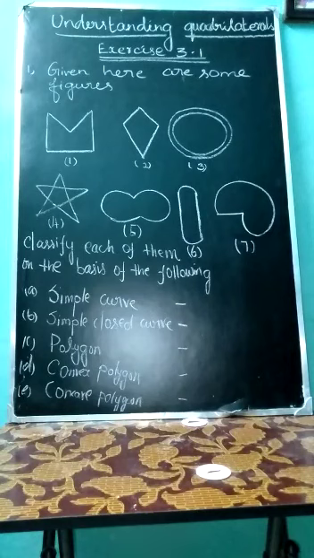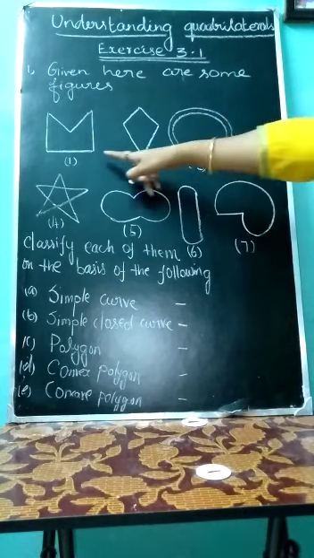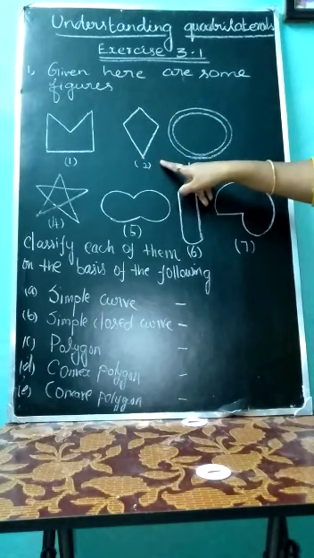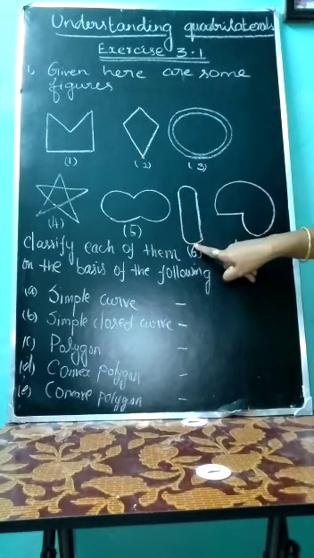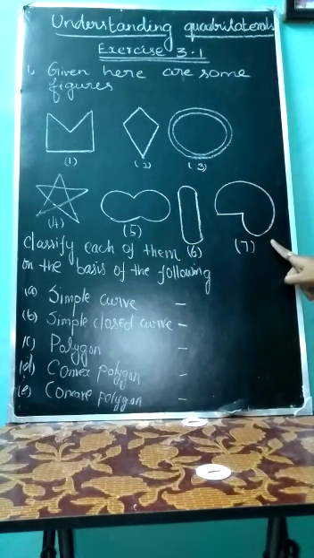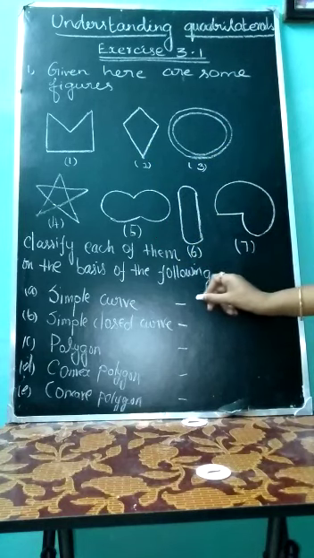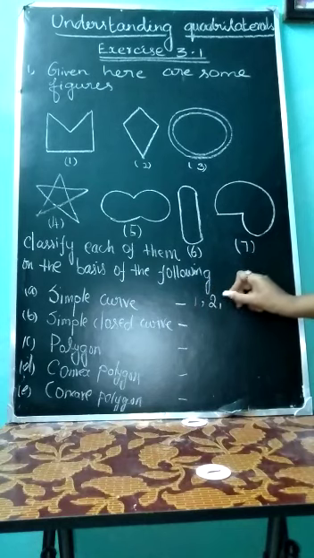What is the first one? That is simple curve. We have to select the figures for a simple curve. What are the figures that are simple here? The first one is simple. The second one also simple, and the fifth one also simple. The sixth one also simple curve, and the seventh one also simple curve. So we have to write 1, 2, 5, 6, 7. These figures are simple curves.